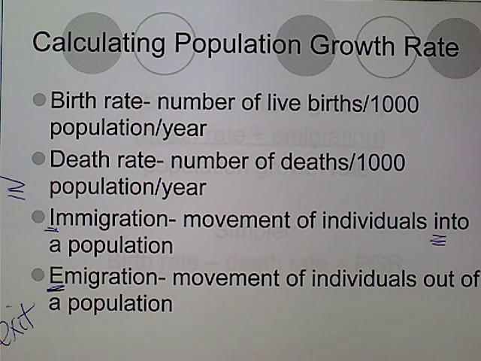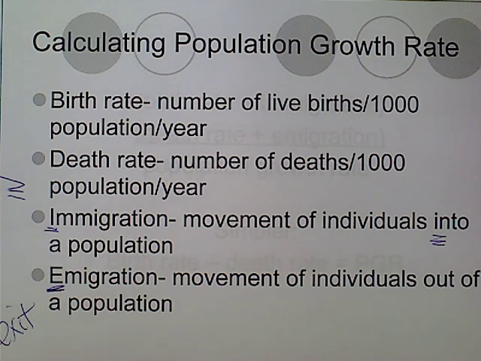To be able to calculate the population growth rate, there are 4 things that we need to understand. First is birth rate. Birth rate is the number of live births per 1,000 in a population. Next is death rate. It's the opposite of that. It's the number of deaths per 1,000 per year.